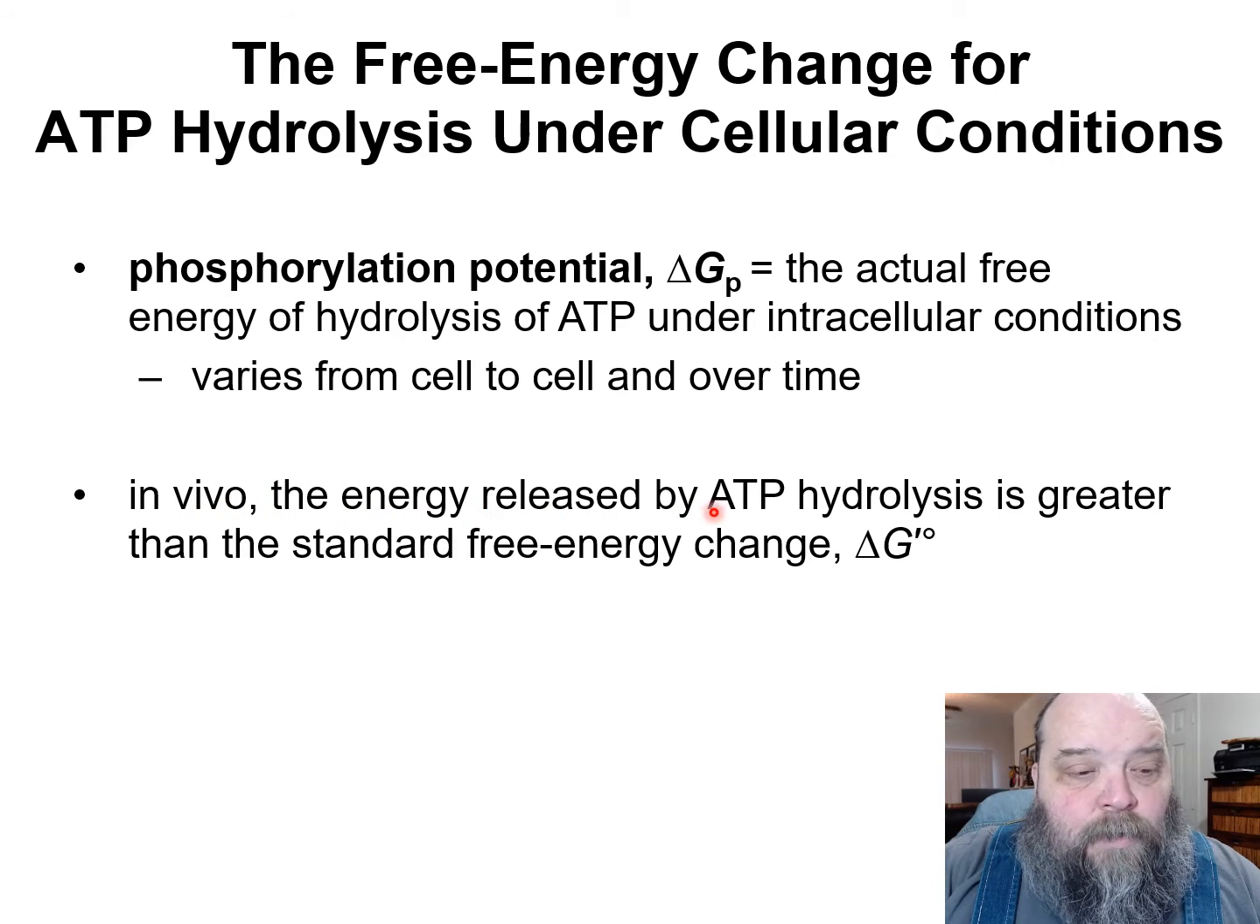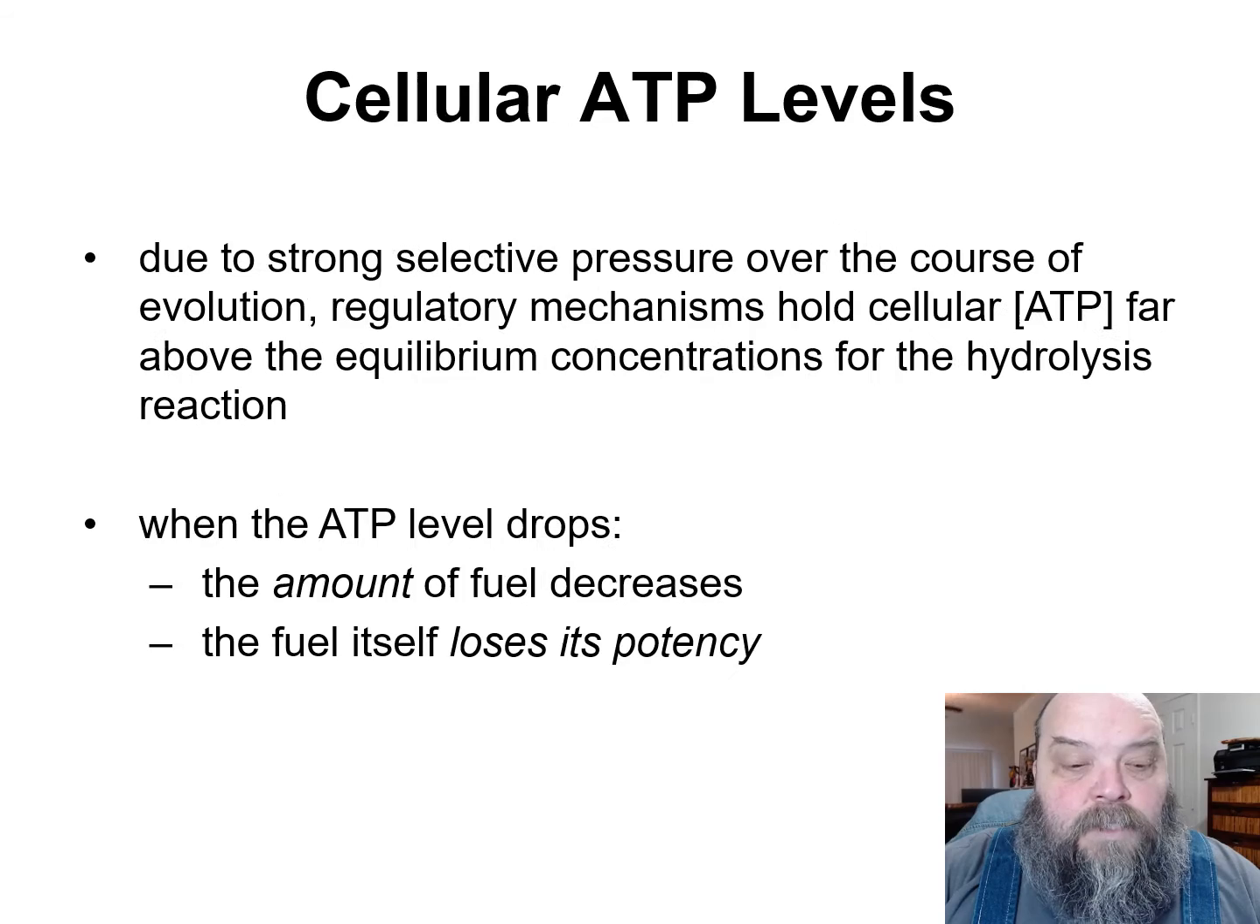When you look at it, the energy released by ATP hydrolysis is greater than the standard free energy change, delta G prime 0. Because remember, ATP, when we measure it, we calculate it at negative 7.3 kilocalories per mole, negative 30 kilojoules per mole. But when we look at it, we actually see more going on there. So biochemists had to come up with a mechanism for studying this, for describing this.